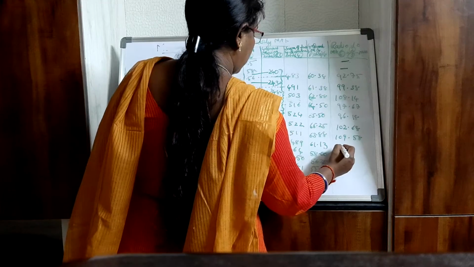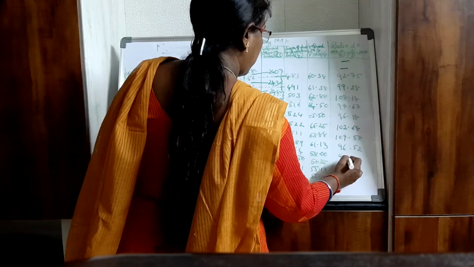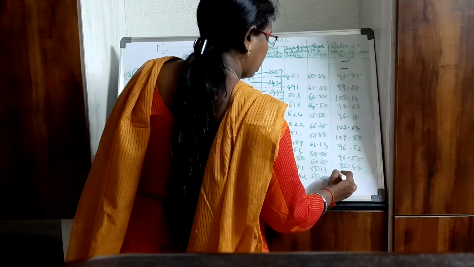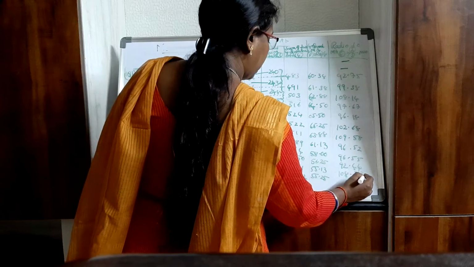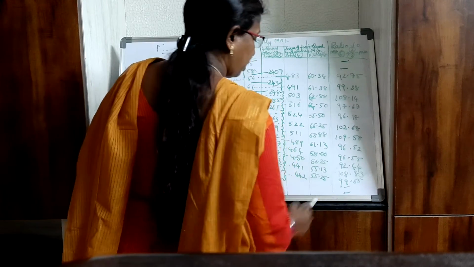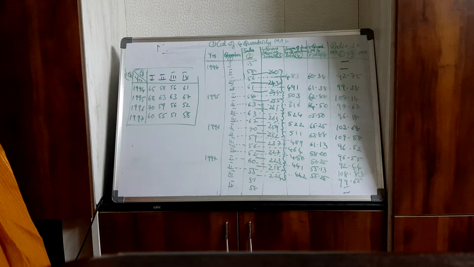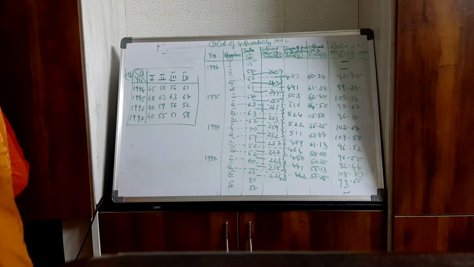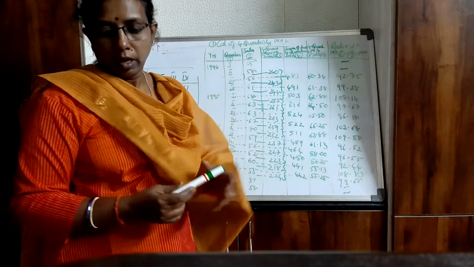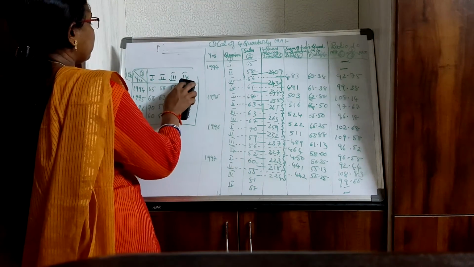109.58. 96.52. 96.55. 92.44. 108.83. 99.55. Last two values will be blank. So now we got ratio to moving averages. After getting ratio to moving averages, you got this column. You have to calculate seasonal indices using this ratio to moving average values.